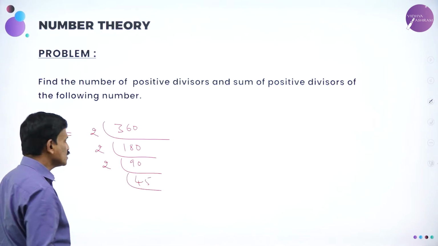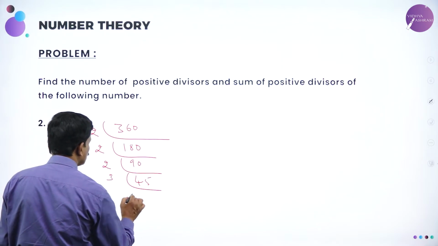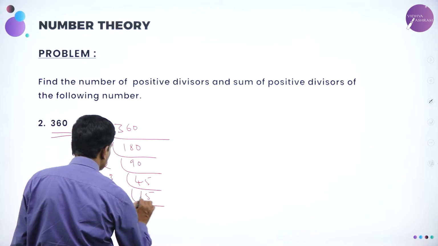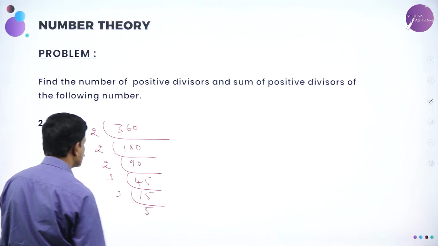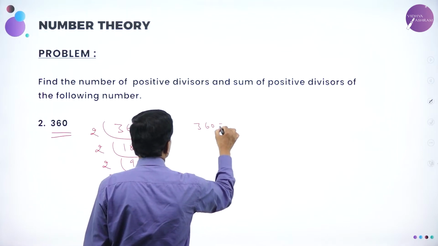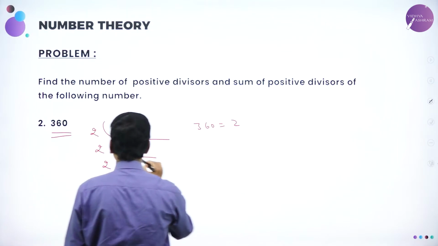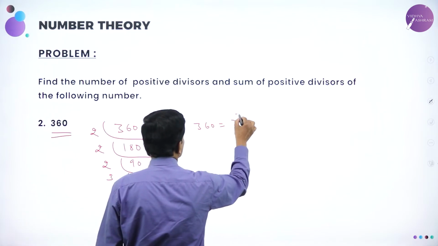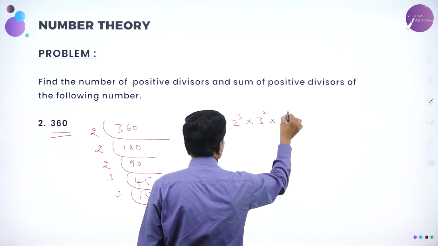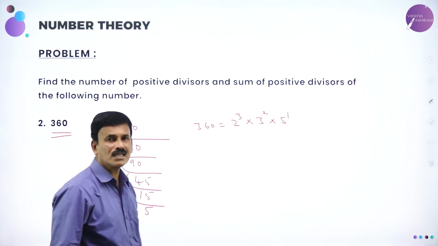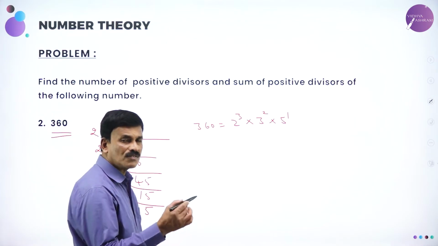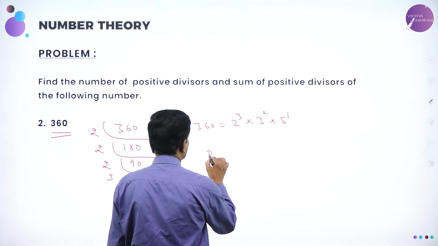Okay. Now, again start with 3. 3 15s are 45, 15 3s are 45. Again 3 5s are 15. So, 360 can be written as 2 cube into 3 square into 5 to the power of 1. This is the canonical representation of 360.